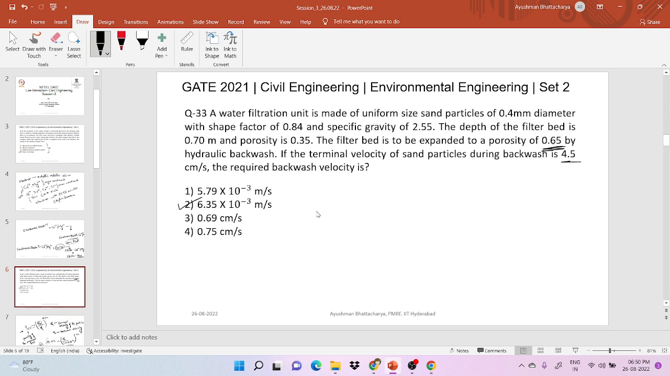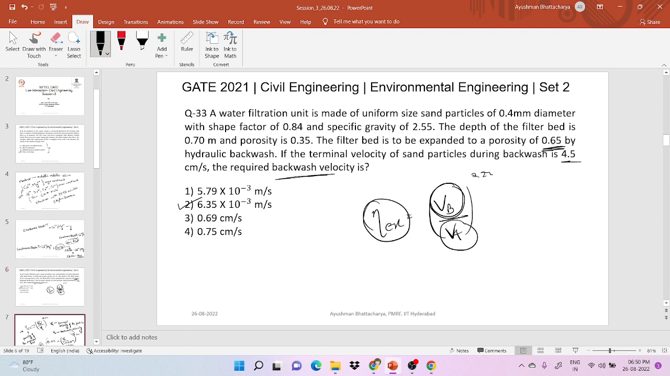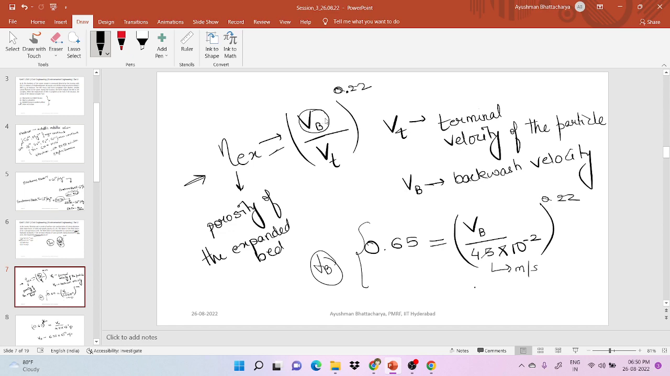In the second question, we talked about filtration, where they have given the expanded porosity. They mentioned the details about the expanded filter bed and asked what the backwash velocity is. Knowing the expression, Ne equals (Vb/Vt) raised to the power 0.22, we can easily solve for Vb. The terminal velocity of the sand particles is also given. So using this expression we can easily calculate the backwash velocity. This was our second question.